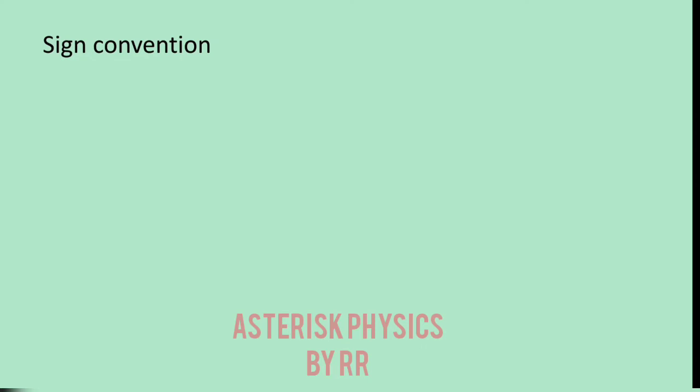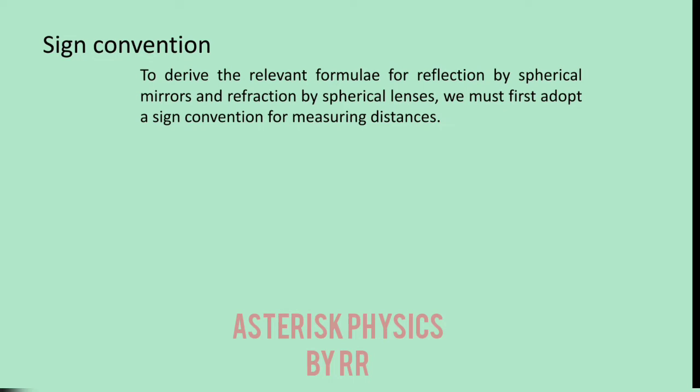Now, another important aspect is what is called the sign convention, how we can measure various distances. To derive the relevant formula for reflection by spherical mirrors and refraction by spherical lenses, we must first adopt a sign convention for measuring distances. Here we make use of the Cartesian sign convention. Now, what is the Cartesian sign convention?